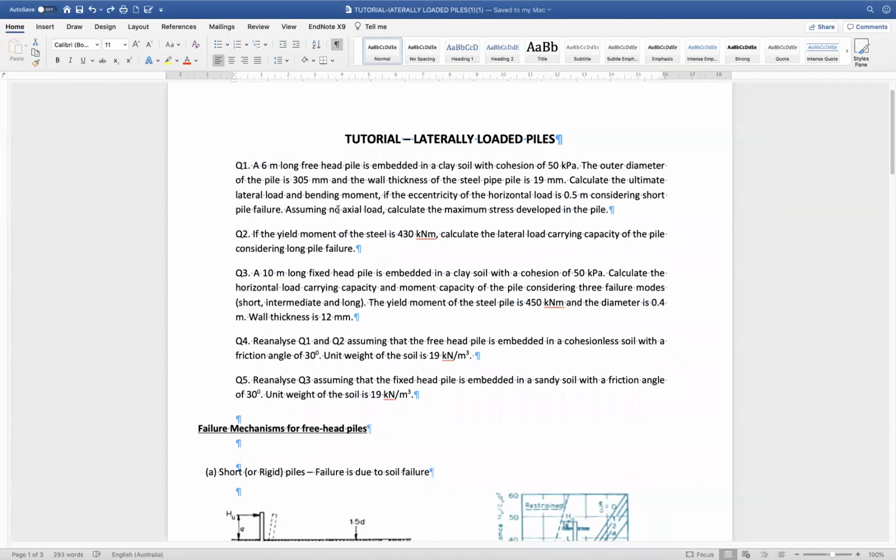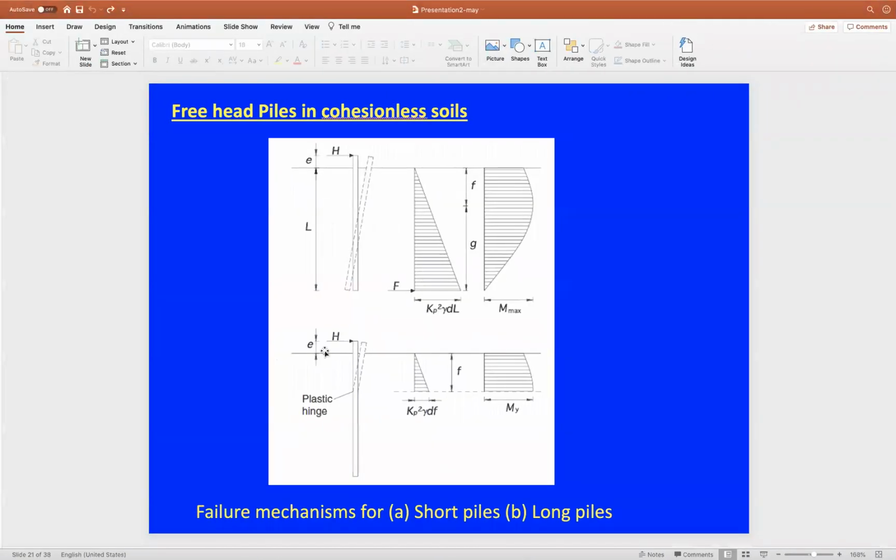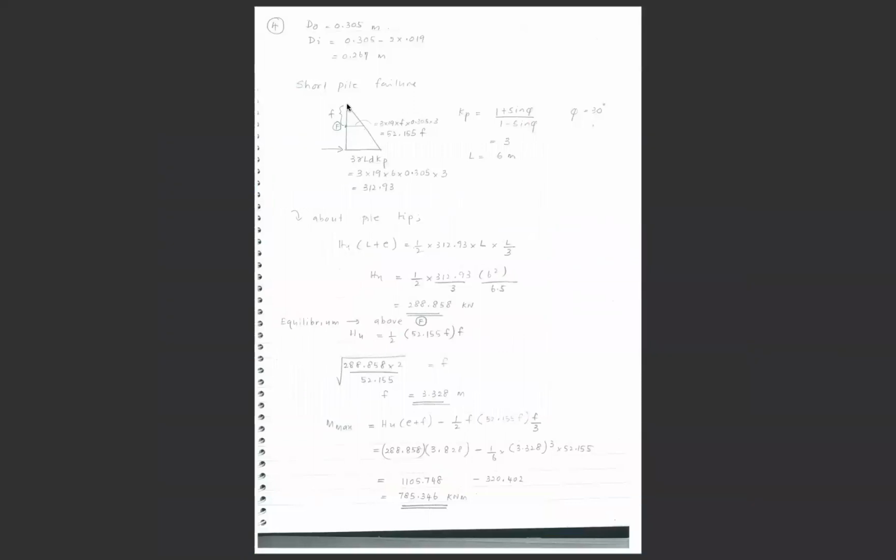And if we assume that there is no axial load, we can find the maximum stress developed in the pile as we did with question 1, but we now need to assume, as we said, the cohesionless soil environment. Okay, so if we go to the solutions, after we analyze the forces on the system here, we need to find the value of H ultimate.